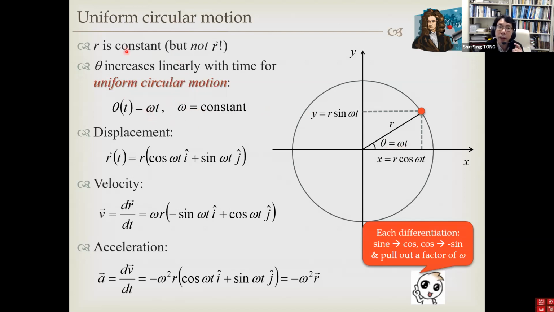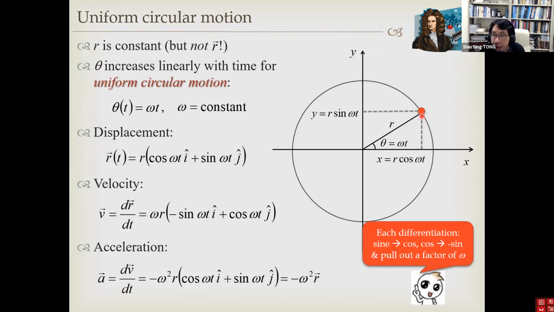Now, an important thing to note is that although the distance r of the particle from the origin is a constant, the r vector is not a constant, because the vector points from the origin to the position of this particle. And that vector keeps on changing with time because it's changing direction. As the angle theta increases, the vector changes direction, right? So the r vector is not a constant. But the magnitude of the r vector is a constant because the magnitude of the r vector is the radius. And for circular motion, the radius, of course, is a constant. So you should know the difference.